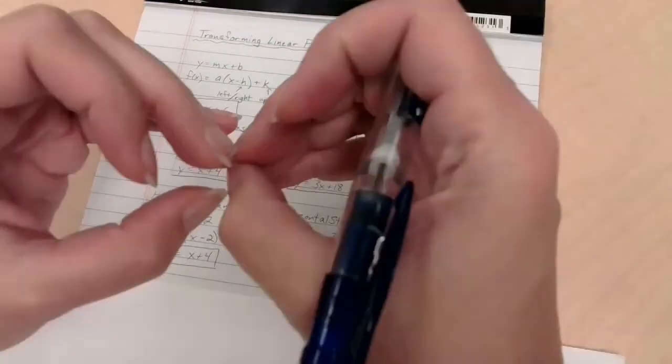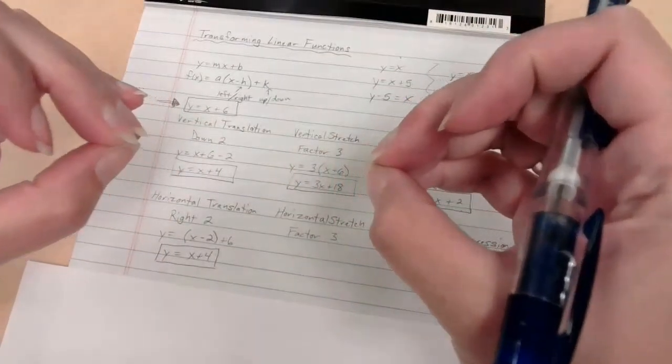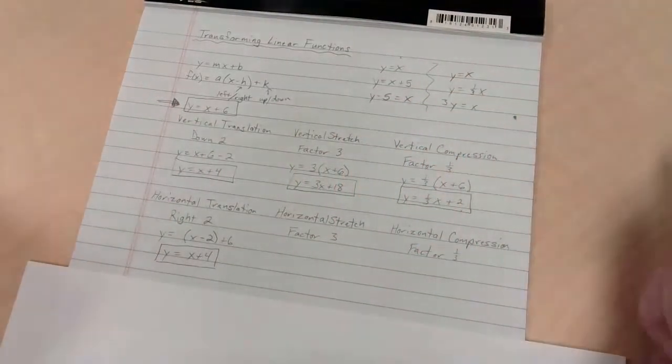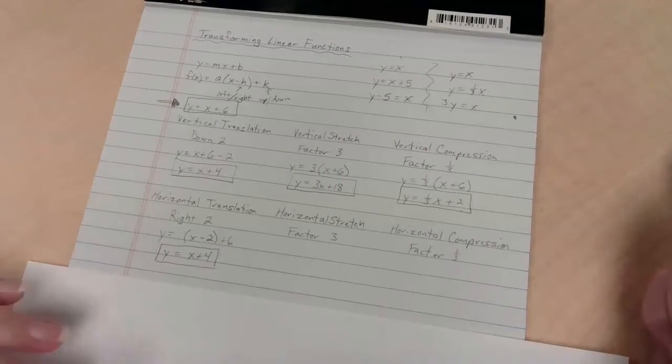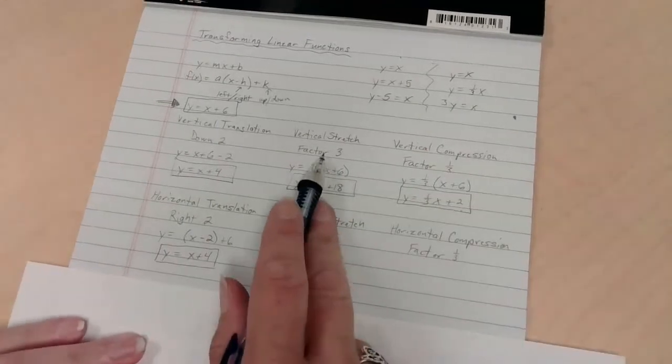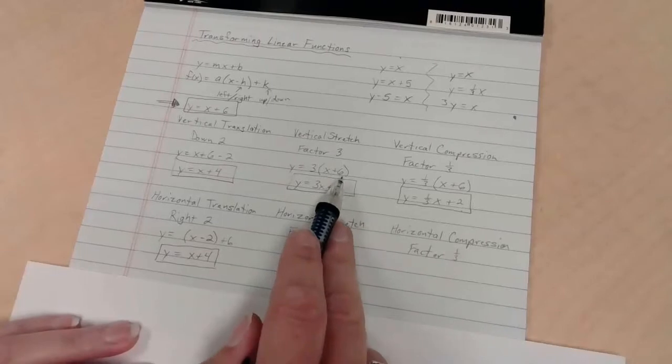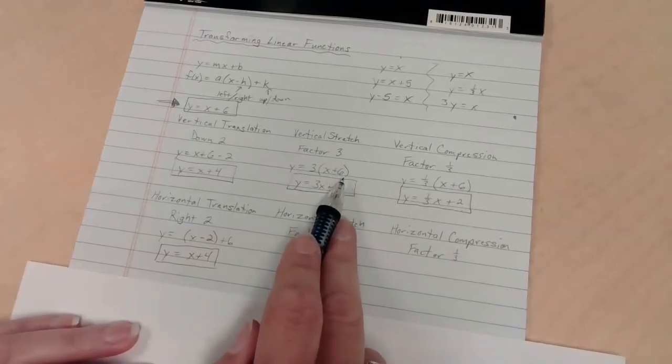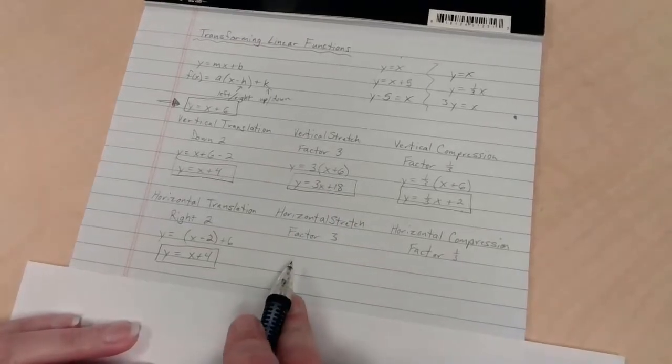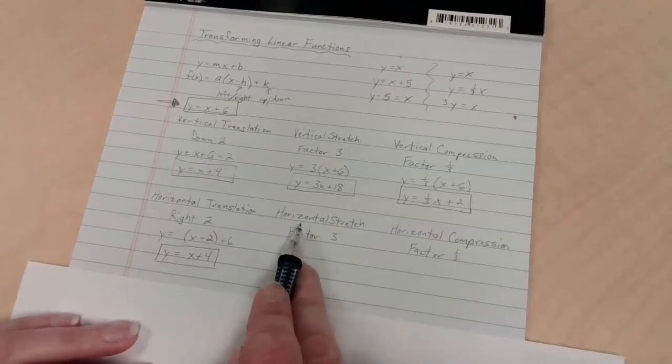If I'm pulling something this way, should that change my y-intercept at all if I'm pulling things away from the y-axis? It should not. So here, when I had my vertical stretch with a factor of 3, I multiplied everything, including the y-intercept. This time I'm saying this change doesn't apply to the y-intercept. It only applies to the x. We're only changing the horizontal portion of things.